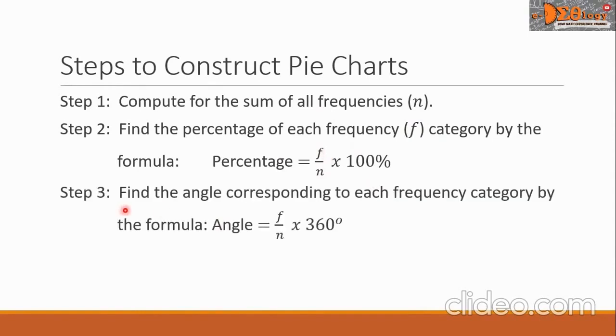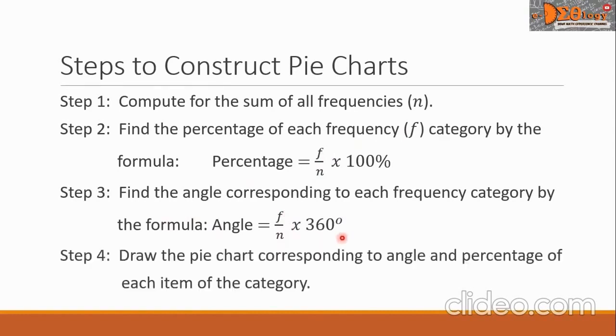Step 3. Find the angle corresponding to each frequency category by the formula angle equals f over n times 360 degrees. Step 4. Draw the pie chart corresponding to angle and percentage of each item of the category.